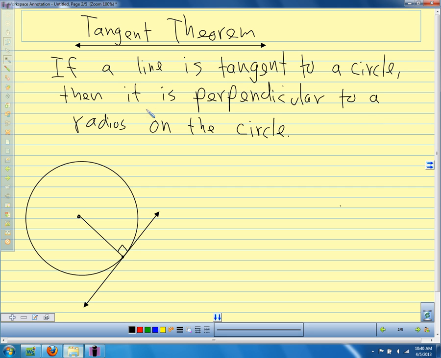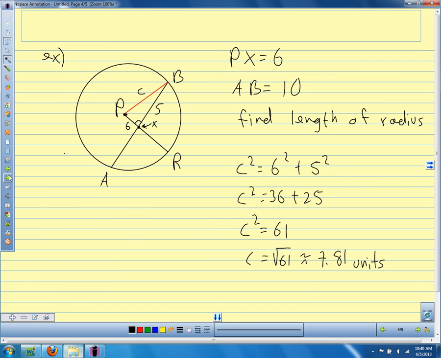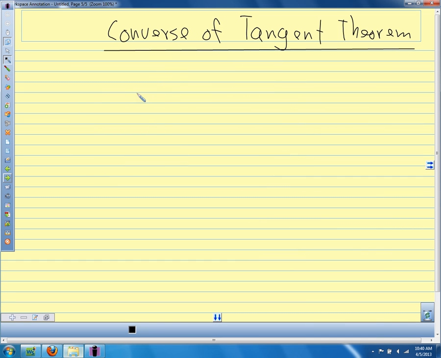If a line is perpendicular to a radius, then it is tangent to the circle. So the converse is going to say if a line is perpendicular to a radius on a circle, then it is tangent to the circle. So we're just switching the direction. And it turns out that the converse is also true.